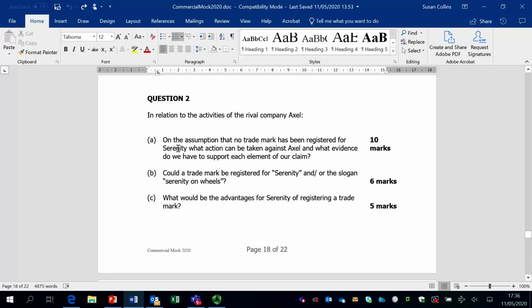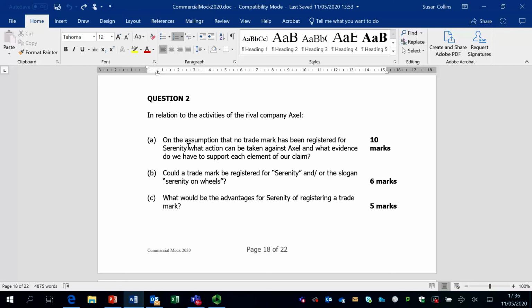And then the final element you need to show, of course, is the damage or likelihood of damage, and that would be to reputation, or could also be damage in terms of lost sales, couldn't it?